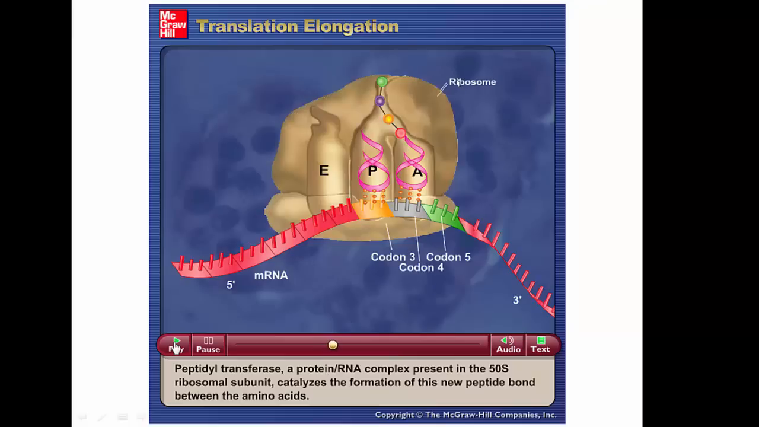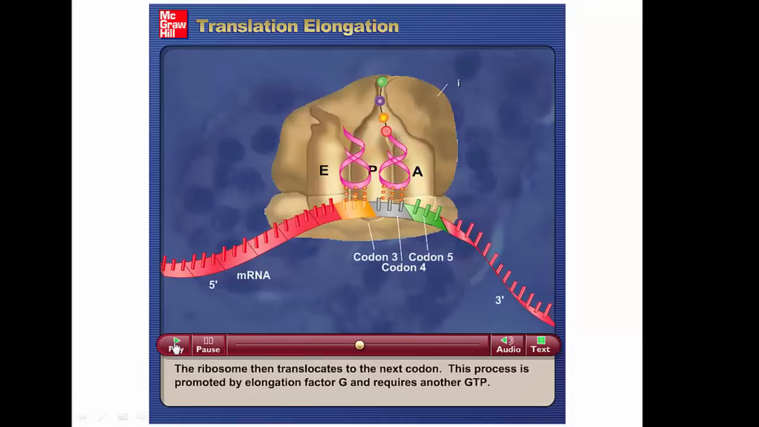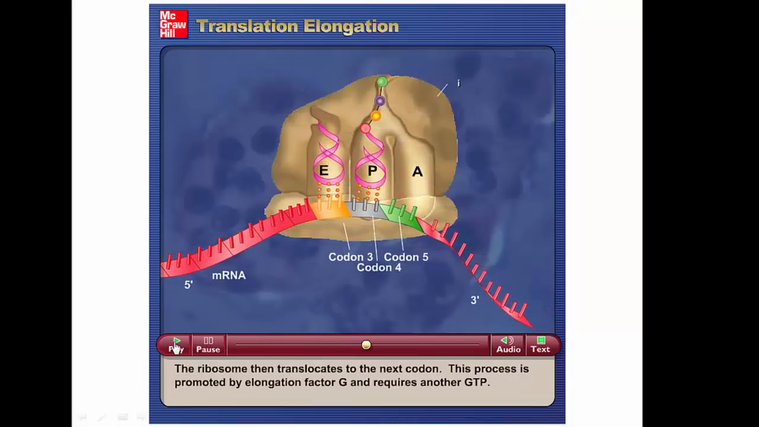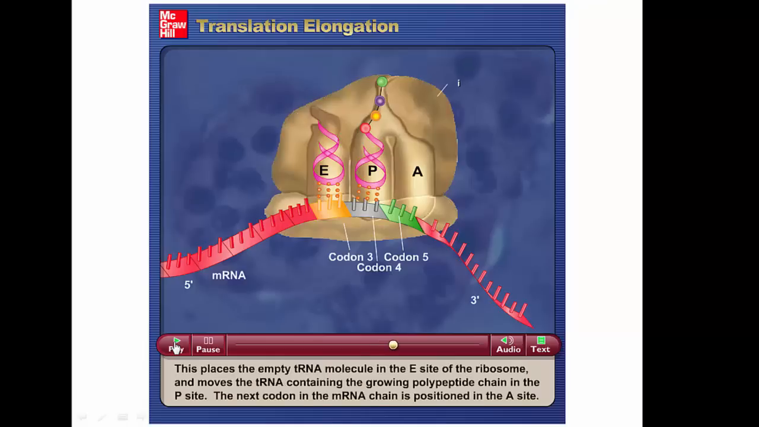Peptidyltransferase, a protein RNA complex present in the 50S ribosomal subunit, catalyzes the formation of this new peptide bond between the amino acids. The ribosome then translocates to the next codon. This process is promoted by elongation factor G and requires another GTP. This places the empty tRNA molecule in the E site of the ribosome and moves the tRNA containing the growing polypeptide chain in the P site. The next codon in the mRNA chain is positioned in the A site.